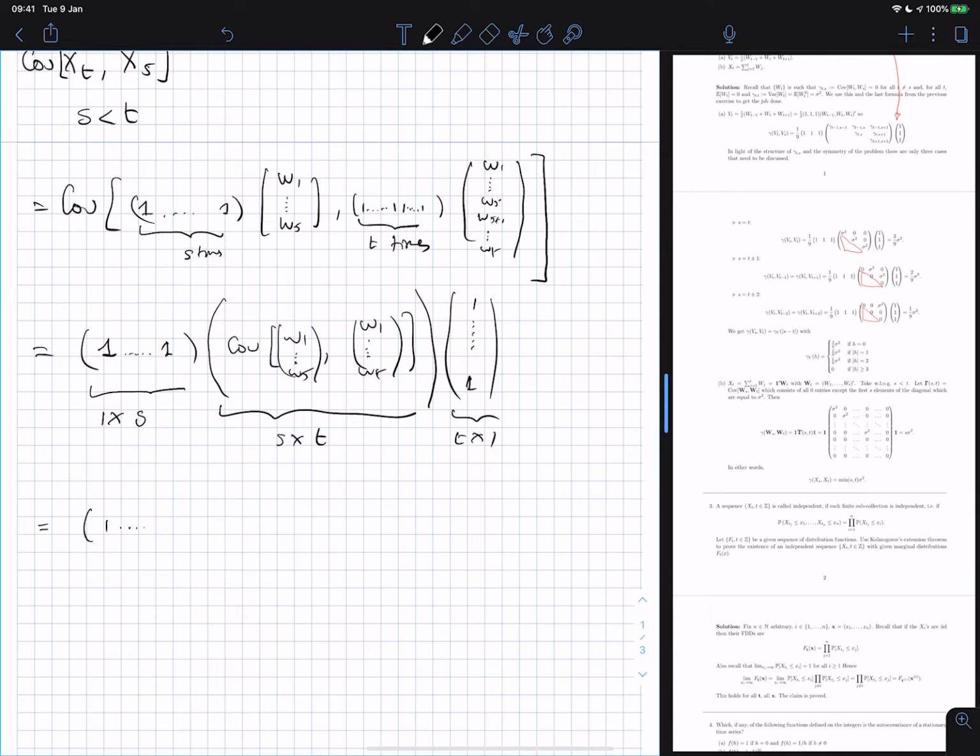So we have 1 to 1. And then we have the covariance of W1 with W1, which is sigma squared. Then the covariance of W1 with anybody else is all zeros. And then we have the covariance of W2 with W1, which is 0, and so on, all zeros, up to sigma squared. So I'll have a submatrix here, which is squared, S times S.